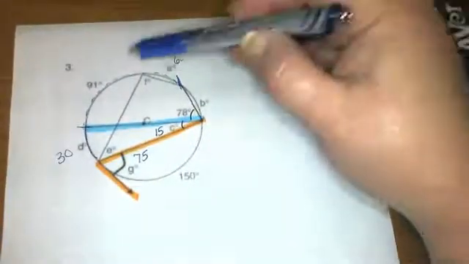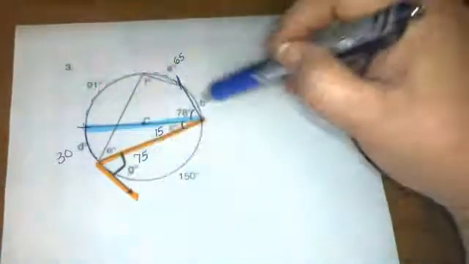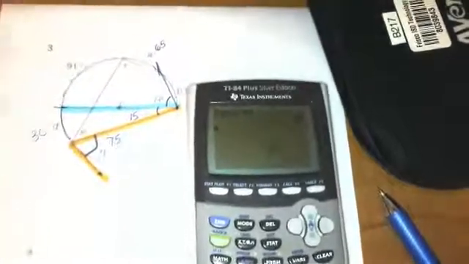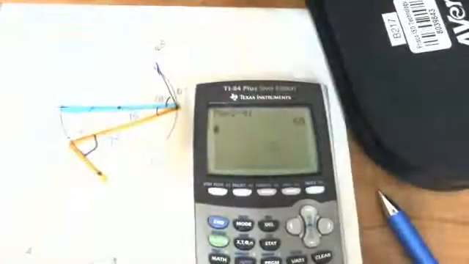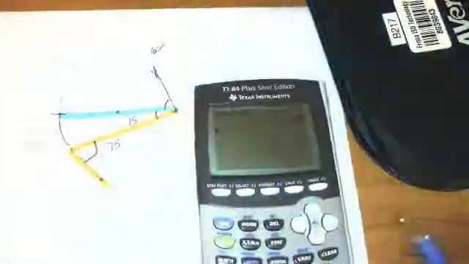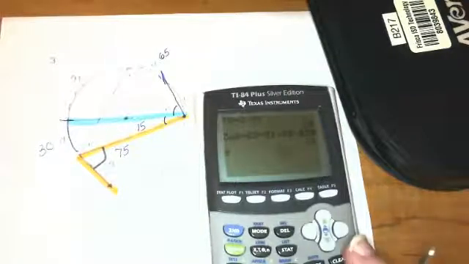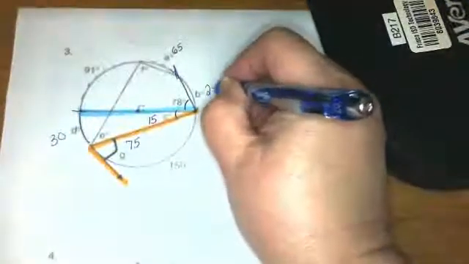And now that I have these arcs, the only thing that's left is B, so I can just subtract those from 360, and I will have the rest of the circle. I'm trying to find the best way for you to see this. There we go. So 360 minus 65 minus 91 minus 30 minus 150. Angle B is 24 degrees.